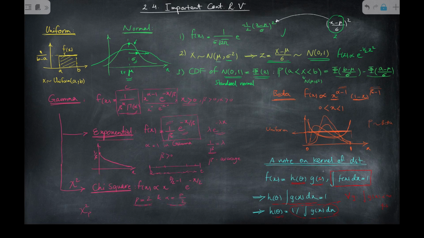Because of this decomposition, it's okay to only worry about g of x, because usually you can integrate that g of x and find the corresponding h. So we call this g the kernel of the probability function, and this h is just the normalization constant.